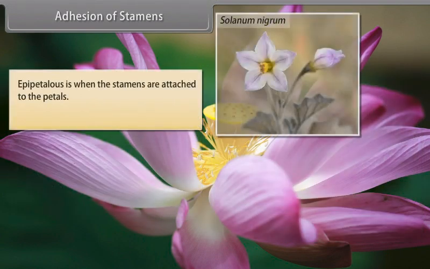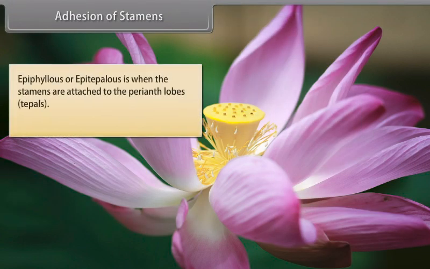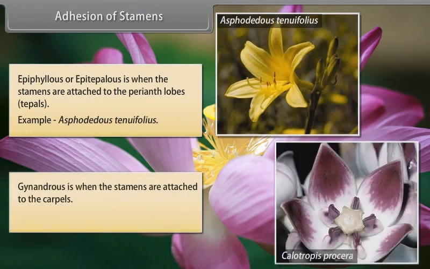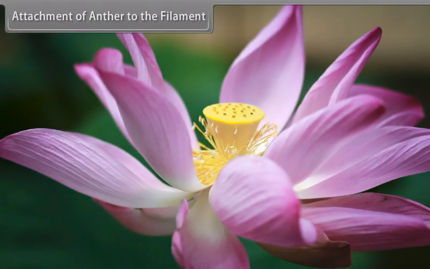Epipetalous is when the stamens are attached to the petals. Example, Solanum nigrum, brinjal. Episepalous is when the stamens are attached to the sepals. Example, verbena. Epiphyllous or epitepalous is when the stamens are attached to the perianth lobes, tepals. Example, Asphodelus tenuifolius. Gynandrous is when the stamens are attached to the carpels. Example, Calotropis procera.